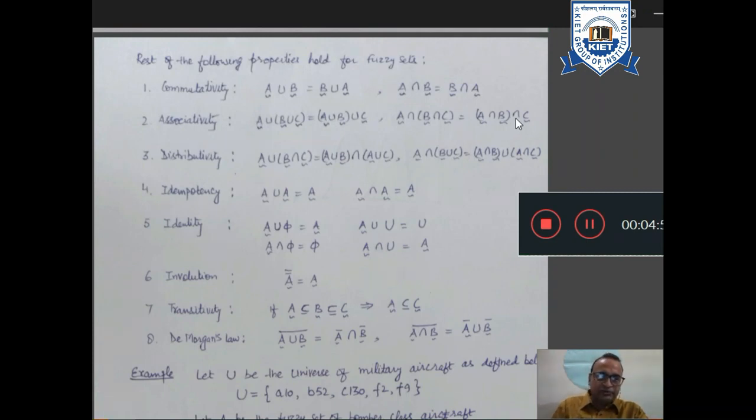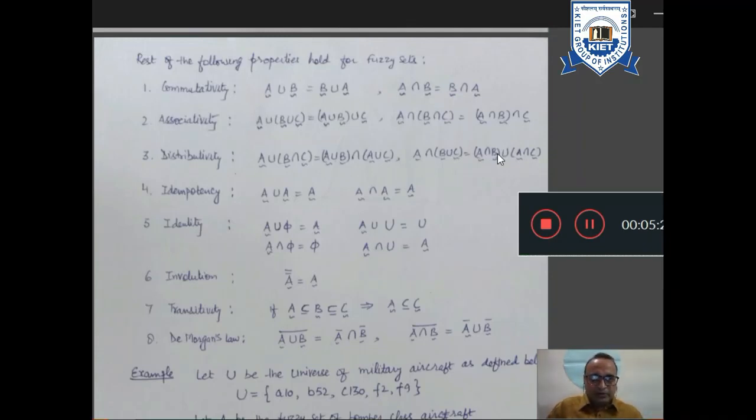Now comes distributivity. It also holds for the fuzzy set. For the distributive property, we have to take both the operations, union as well as intersection. So A union (B intersection C) is equal to (A union B) intersection (A union C), and here also, right?